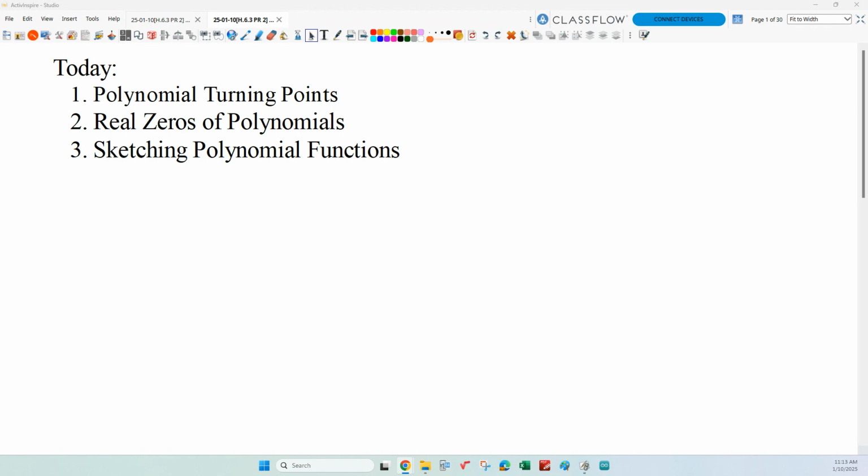So to get there, we're going to look at a couple concepts. We're going to look at polynomial turning points and zeros of polynomials and the end behavior stuff we talked about yesterday. And we're going to put all that stuff together and do a little detective work and solve a puzzle and come up with a sketch of a polynomial. It's kind of a fun process.